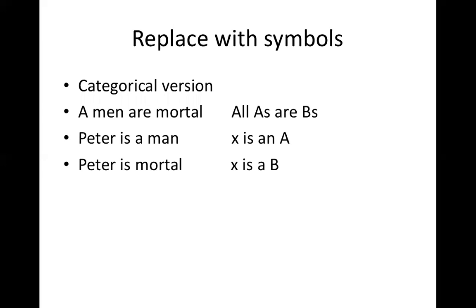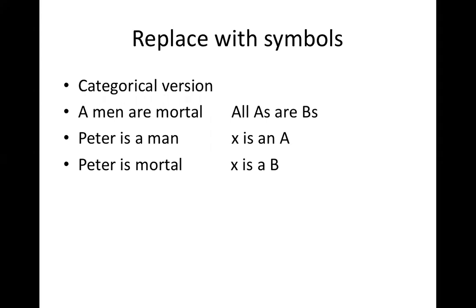So all A's are B's. The first part is the antecedent, the second part is the consequent. X is an A is a statement that refers to the antecedent. X is a B is a statement that refers to the consequent. Okay, so that's what I want you to understand. Any statement referring to A is referring to the antecedent. Any statement referring to B is referring to the consequent.